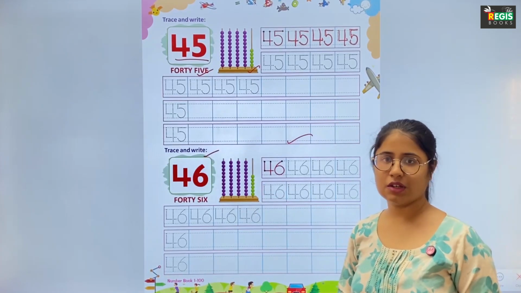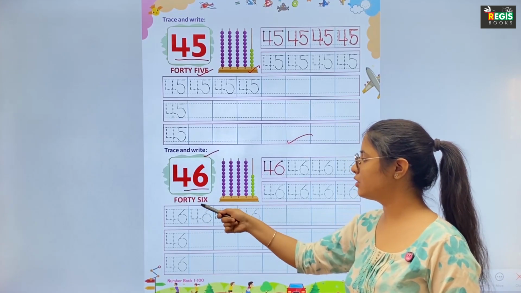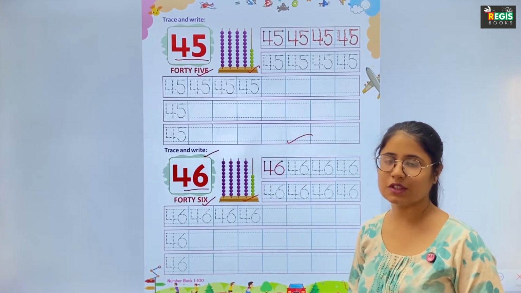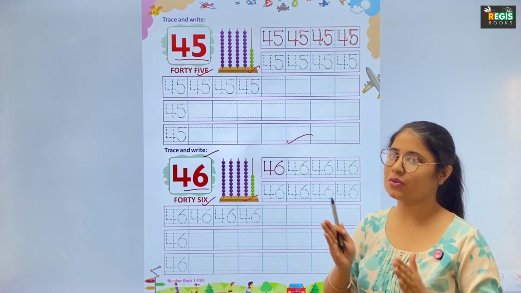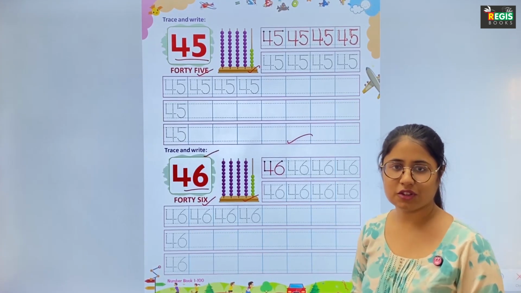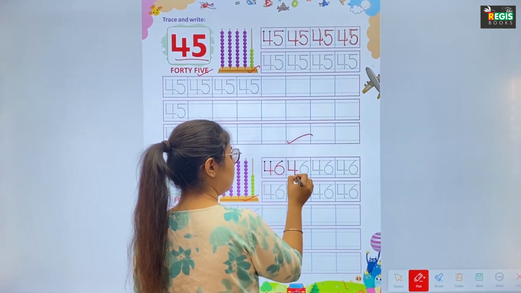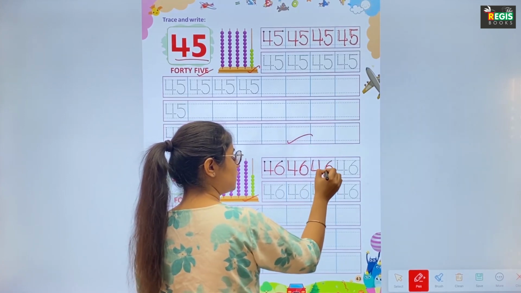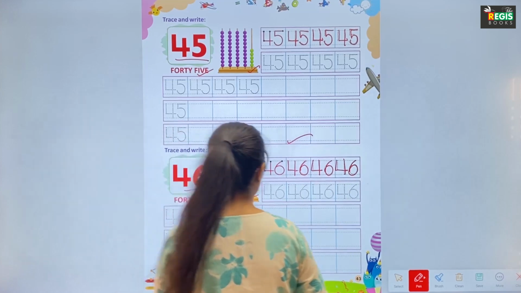Trace and write. So kids, now the number is 4, 6, 46. These are total 46 dots. We write the number 46 by writing 4 and 6 together. Let's practice with me. First write 4, then 6. 4, 6, 46.